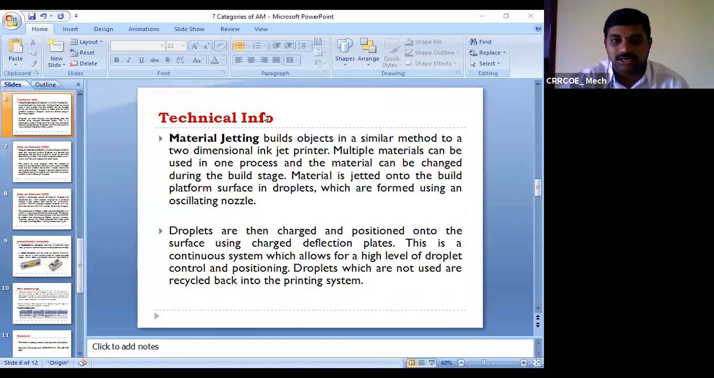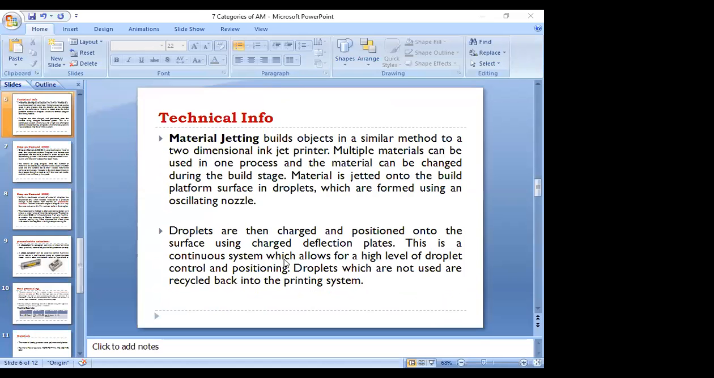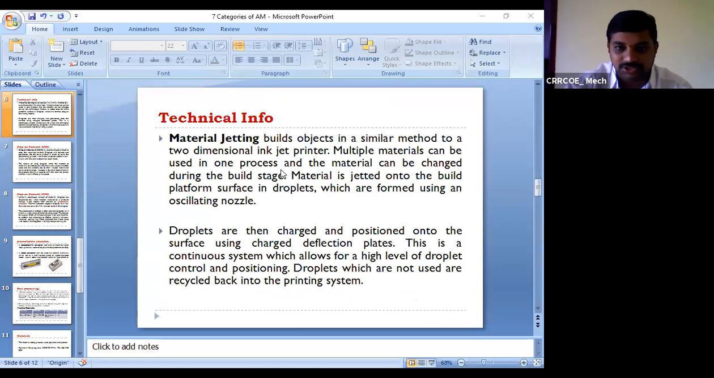So here is the technical info in short form. That is again a similar thing. Material jetting builds objects in a similar method to a 2D inkjet printer. Materials can be used in one process, and the material can be changed during the build stage. So if you want to change the material in between processing, the material can be changed.